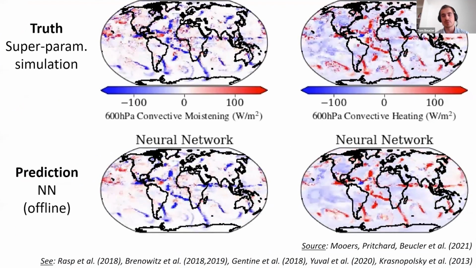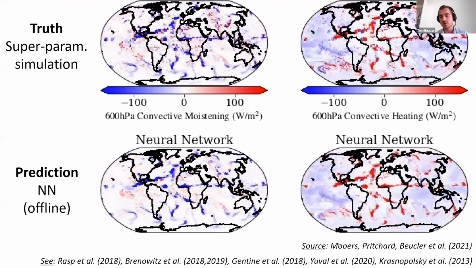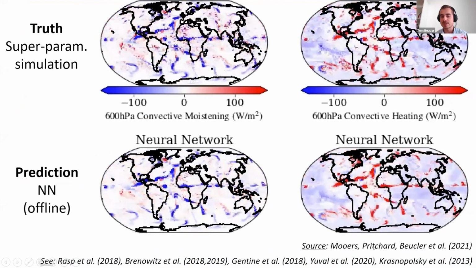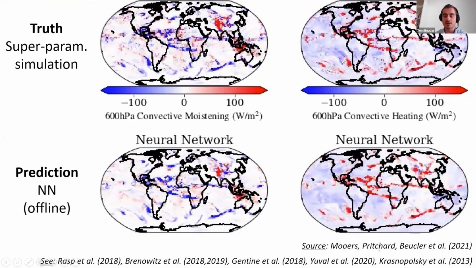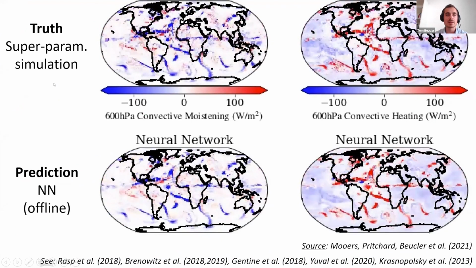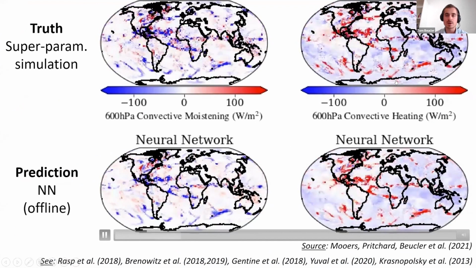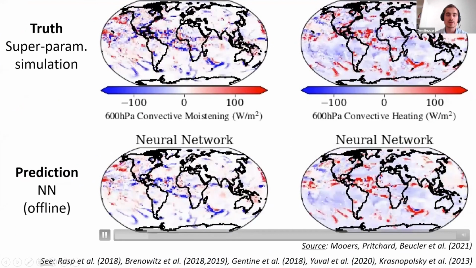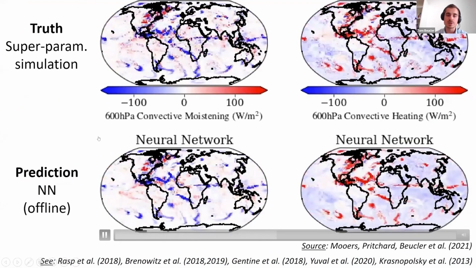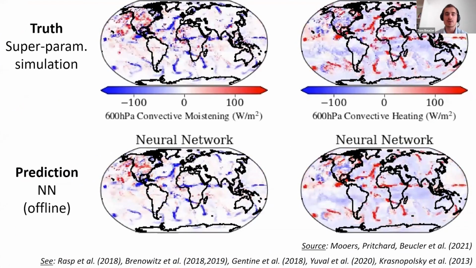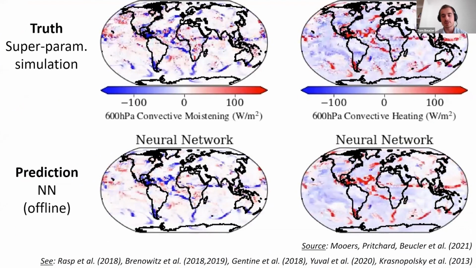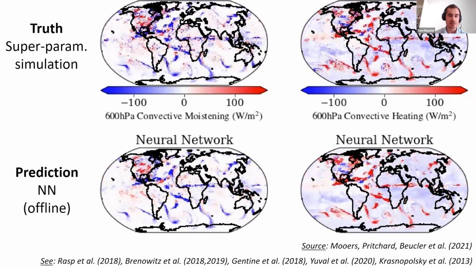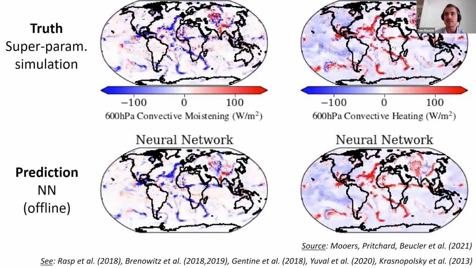So this is an example from a recent paper that was led by Griffin Moores, a PhD student at UCI. I work with Mike Pritchard, who is also second author on this paper. And you can see, if you compare the truth on the top row, that's what we're trying to emulate, the superparameterized simulation, to the prediction of the neural network, you have to really squint to see any error. To first order, it looks very good. And I think this is just one of many applications. At this point, there's at least 5 groups that have been able to do that in different settings.